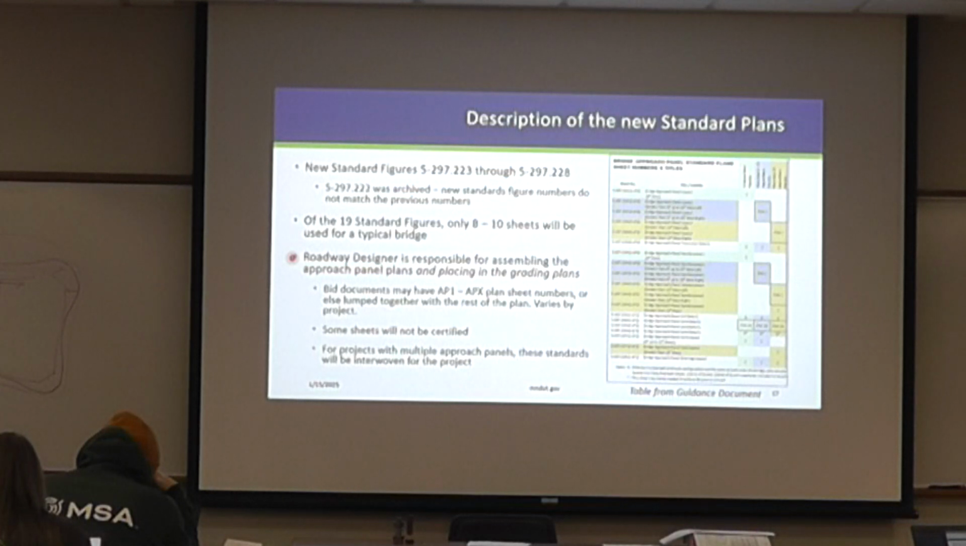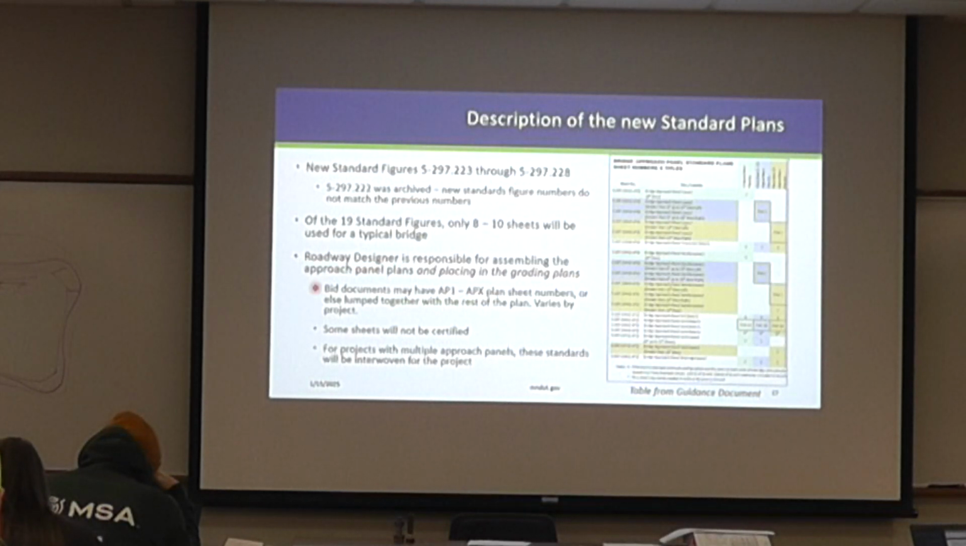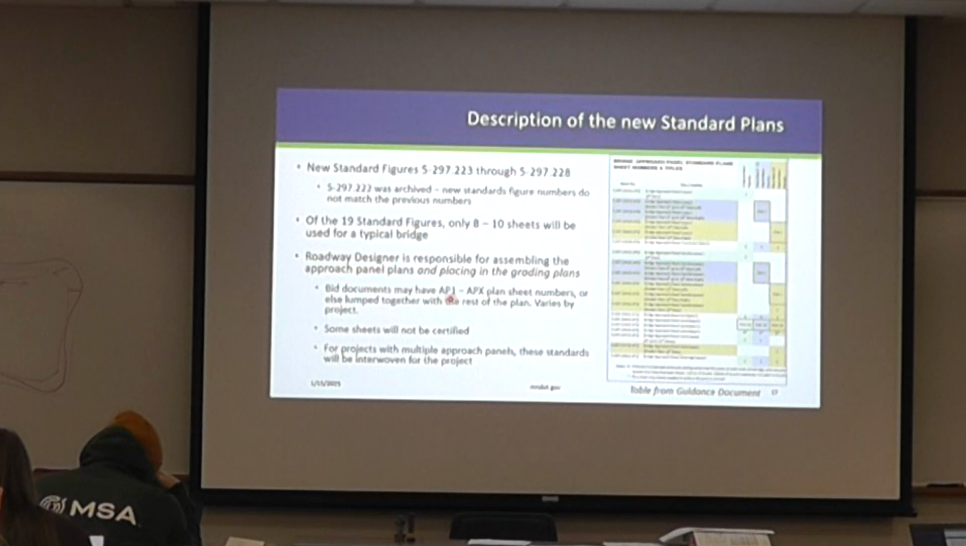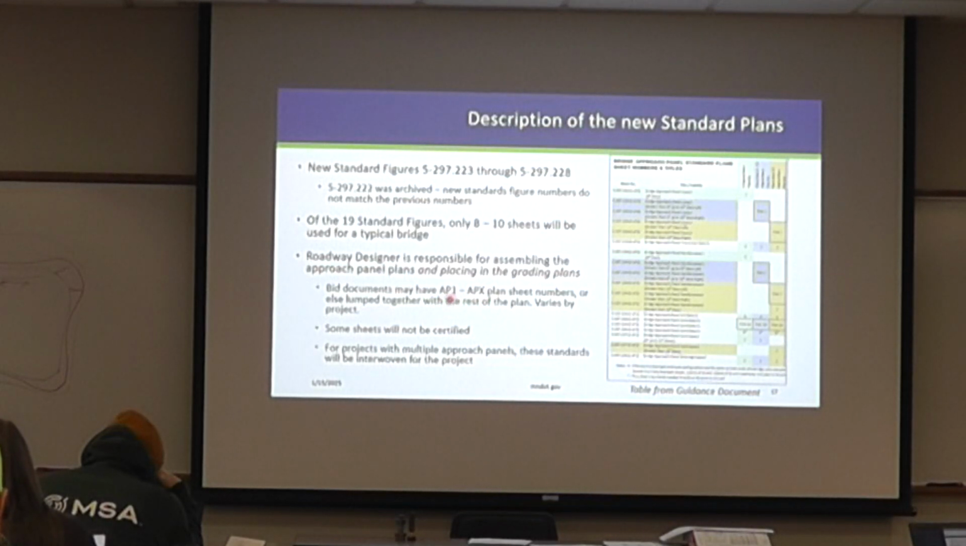We'll distribute the grading plans. I kind of fought for this, but then we didn't really get consensus. So a lot of the projects will have plan sheets AP1 through APX as the plan sheet number. The approach panel plans are going to be their own little packet in there. I was told that some larger projects might prefer to just have them numbered with the rest of the sheets, so they might not be a separate AP section of the plan. It could be either way, unfortunately.